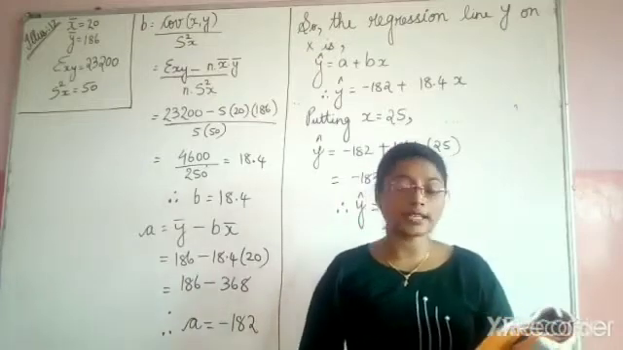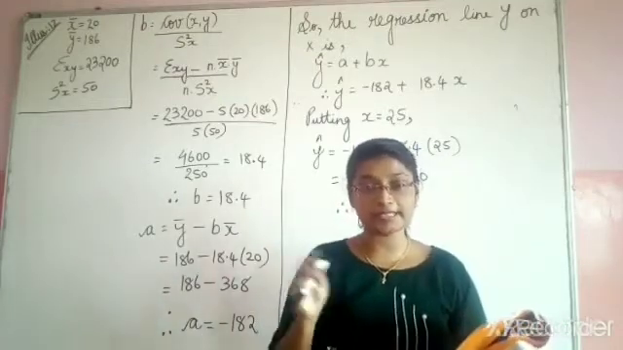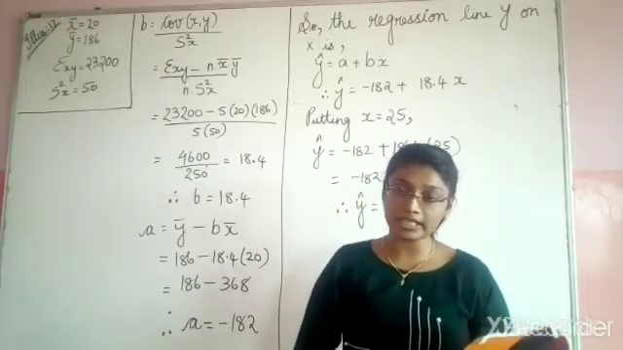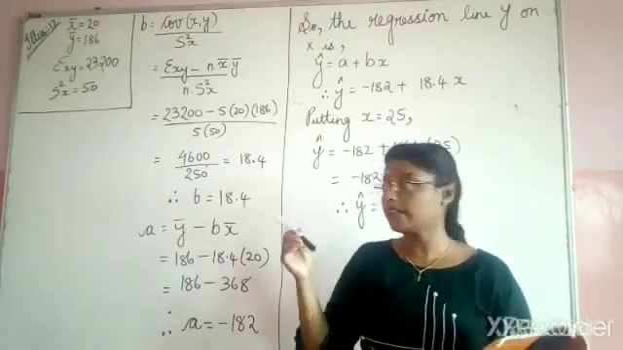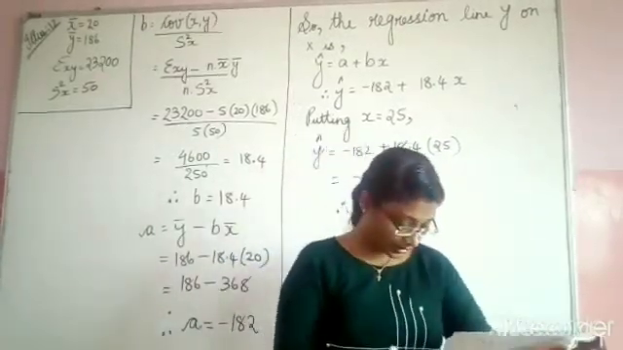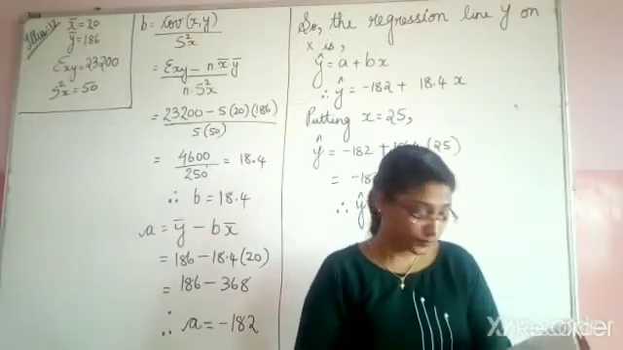We also solved some of the sums in the previous class. Now let us continue with these sums only. That is chapter 3, linear regression. Moving to illustration number 12. Take out page number 135 of your textbook.